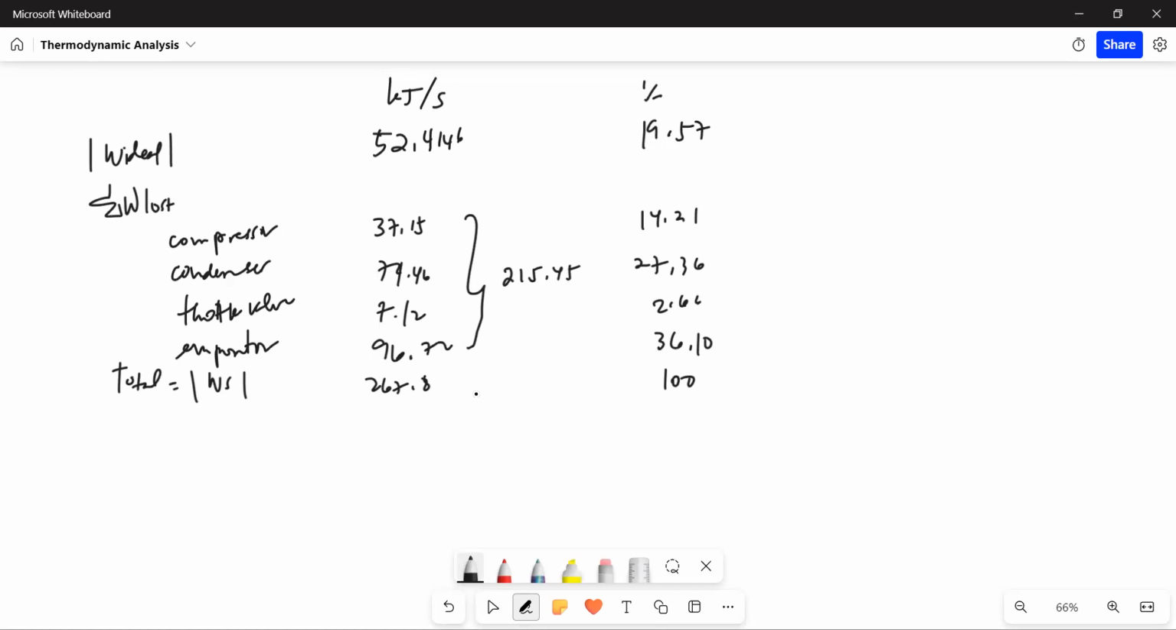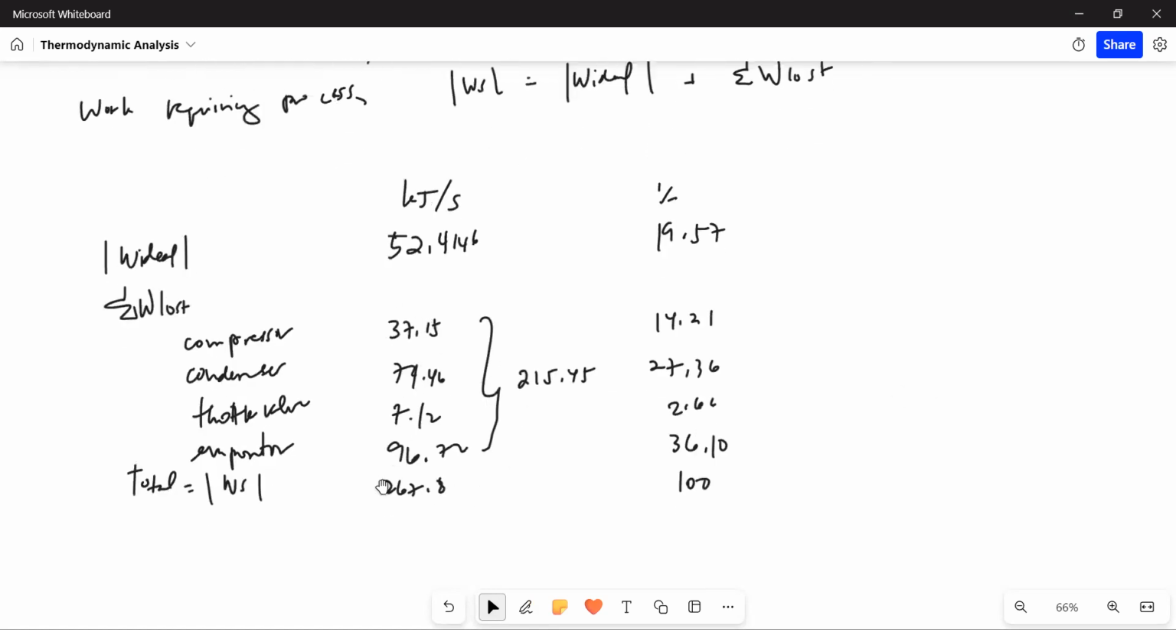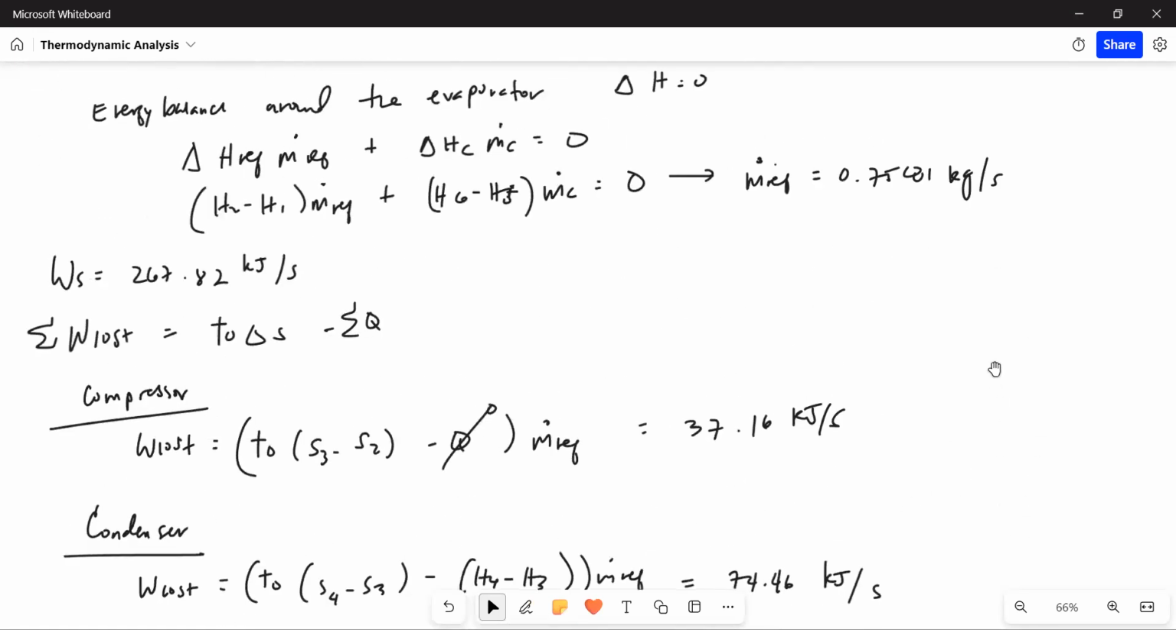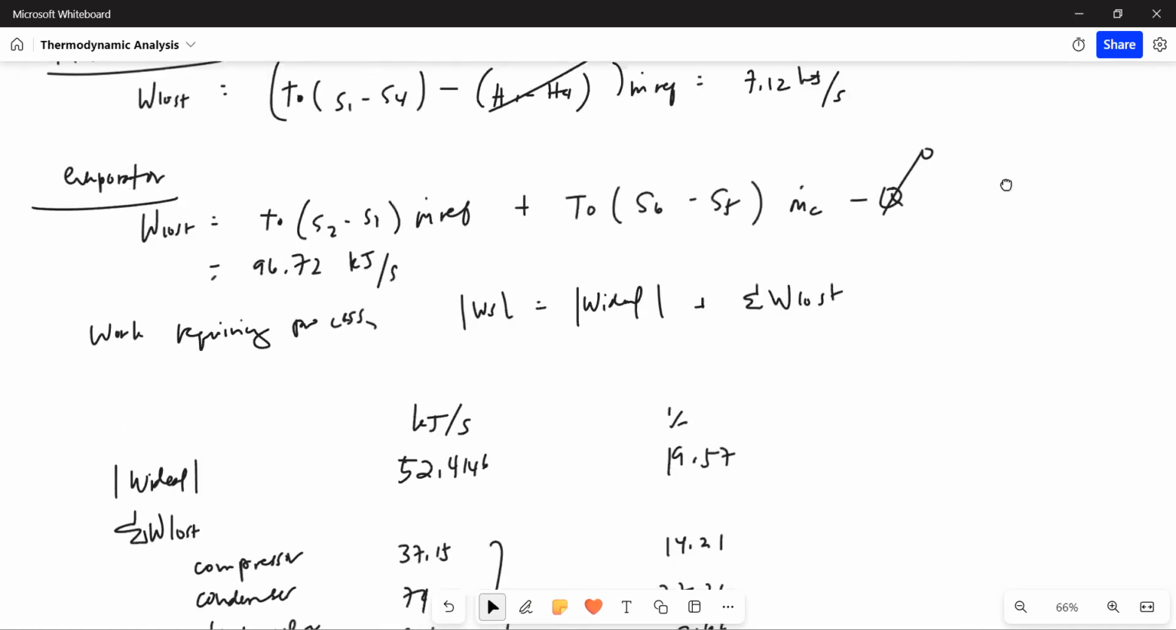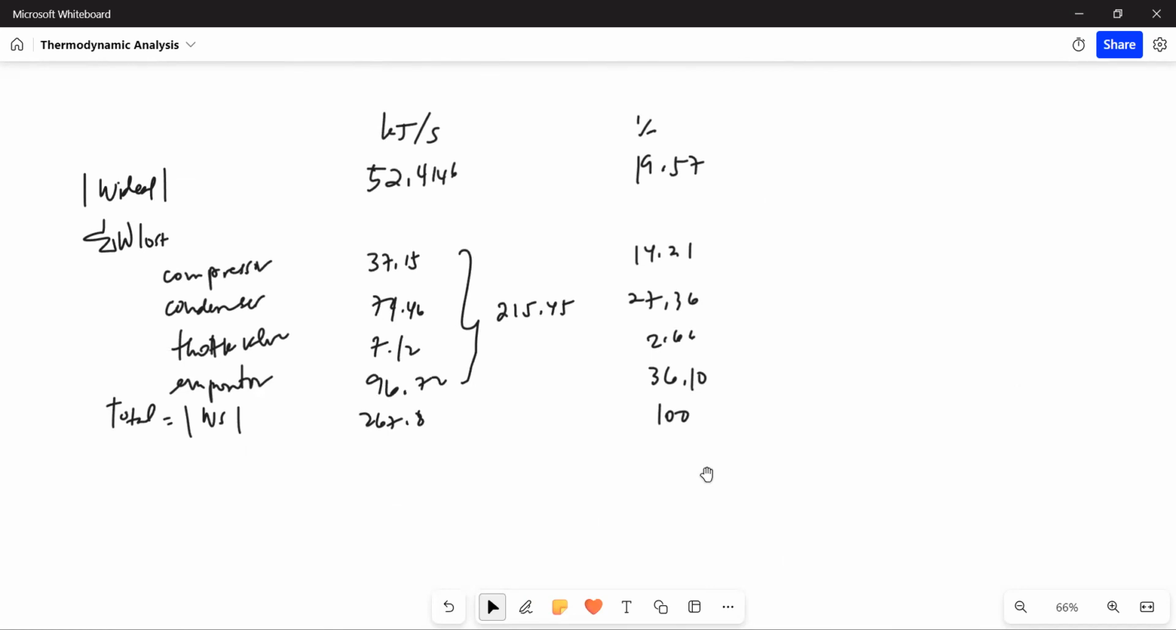Okay. When we sum these values, let's see if it is equal. That's one way you can check if your computations are correct. When you sum these values, this should equal the work shaft, and yes, it's equal, 267.82. So that means our analysis is correct. I forgot to mention that in the previous examples: your total should match the one that you calculated manually.